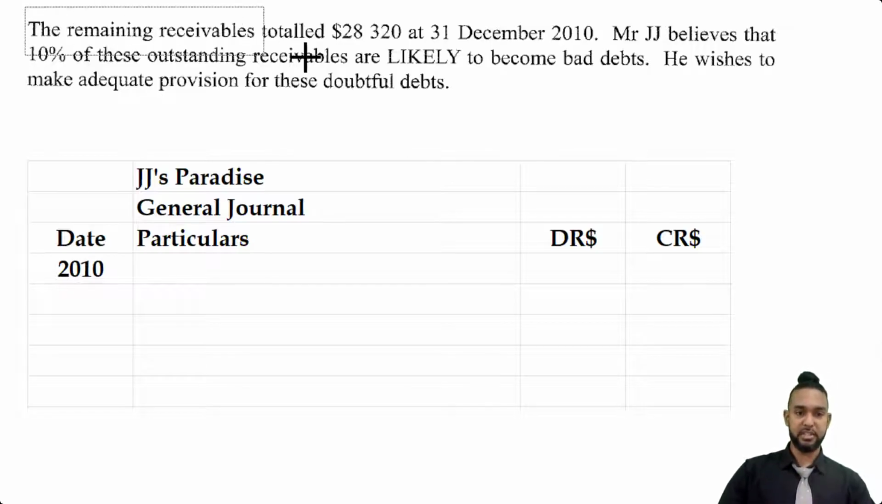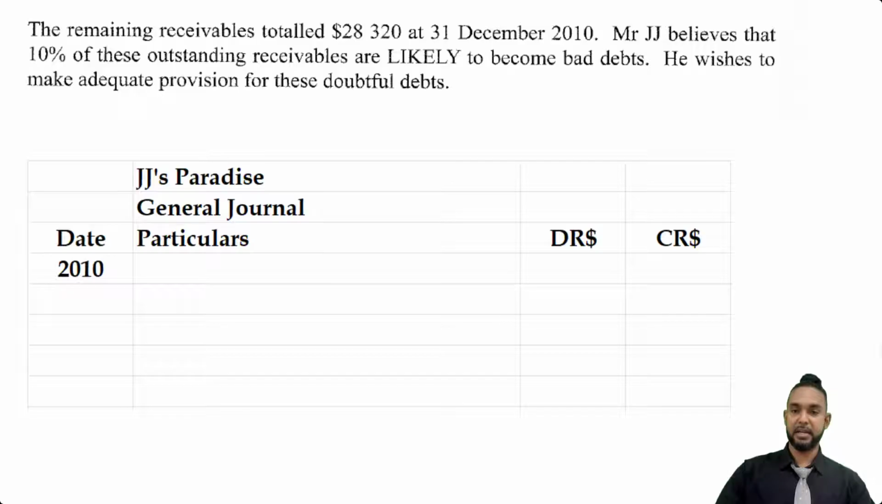Okay, so they told us that the remaining receivables total $28,320, and we have to make a provision of 10% of that figure. So 10% of $28,320 is $2,832. Now, what's the debit and what's the credit? Now, for the purpose of CSEC POA, the double entry to record the increase or creation of the provision for bad debts or provision for doubtful debts is debit the income statement and credit the provision for bad debts account.